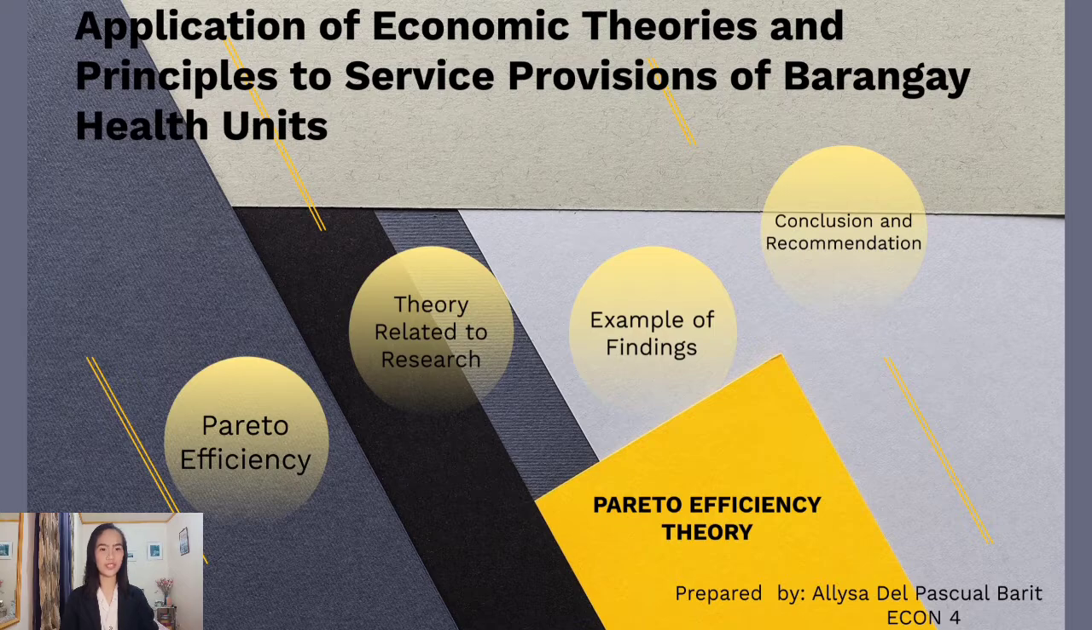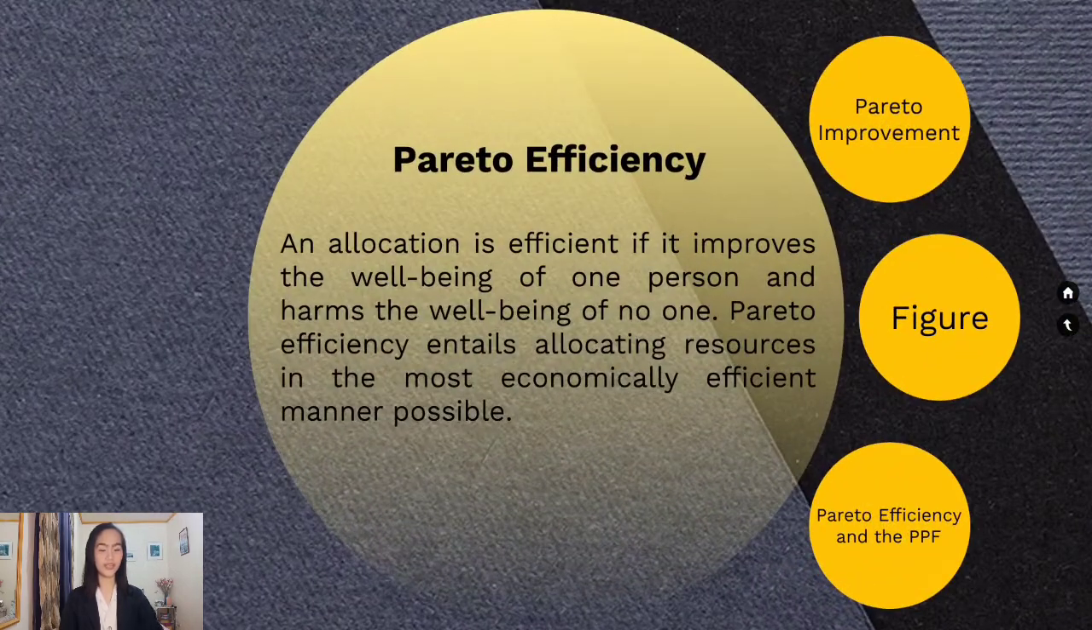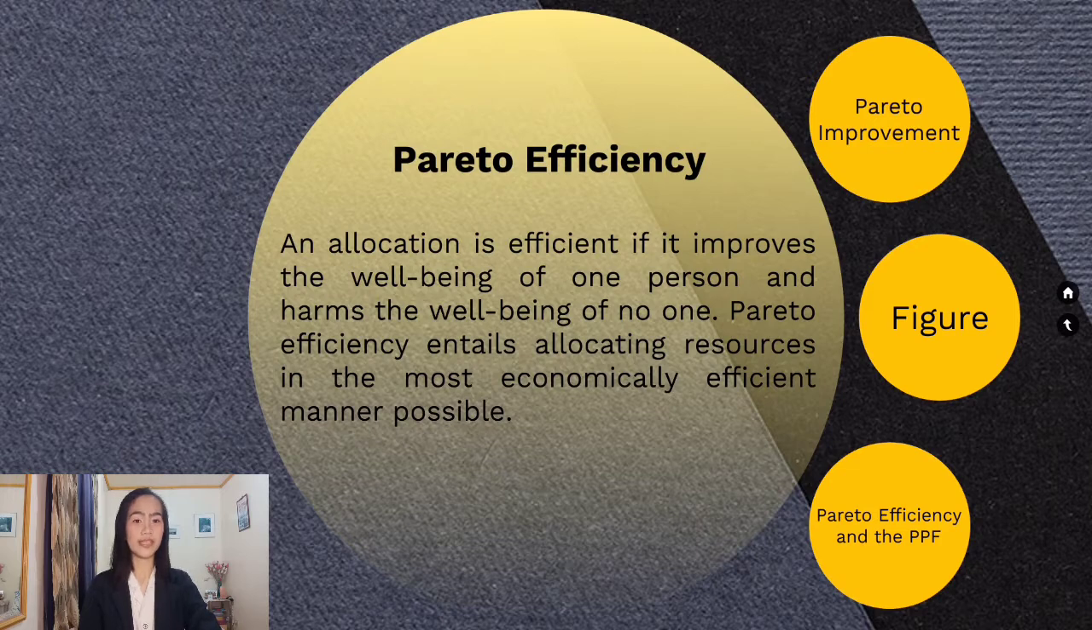So, Pareto efficiency theory. What is Pareto efficiency theory? An allocation is efficient if it improves the well-being of one person and harms the well-being of no one. Pareto efficiency entails allocating resources in the most economically efficient manner possible. Here in Pareto efficiency, we have three ideas: Pareto improvement, Pareto inefficient, and Pareto optimality. Let's discuss it one by one.